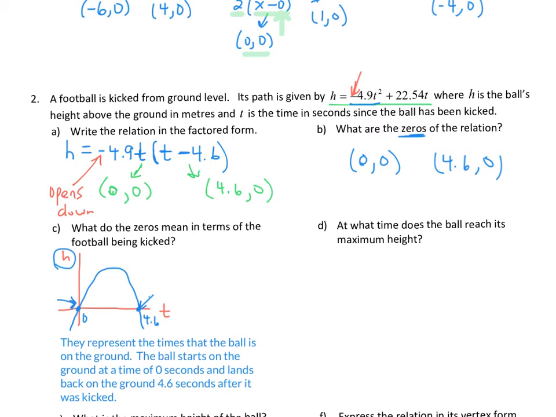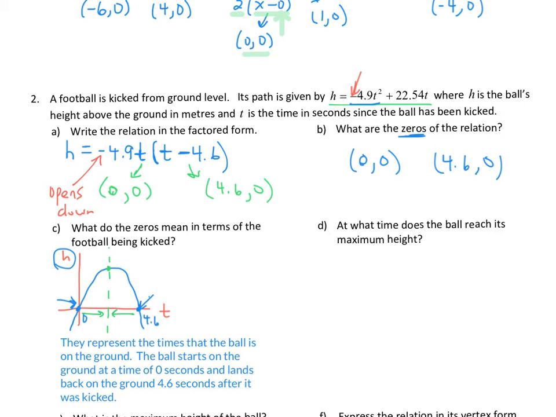Now the next question asks, at what time does the ball reach its maximum height? Again, we've already covered this type of scenario before. We know that parabolas are symmetrical. So there's that axis of symmetry that's going to cut that parabola into two equal pieces, and on that axis of symmetry will be the vertex. So if we think of symmetry here, we know that the t coordinate of the vertex will happen halfway in between the zeros.